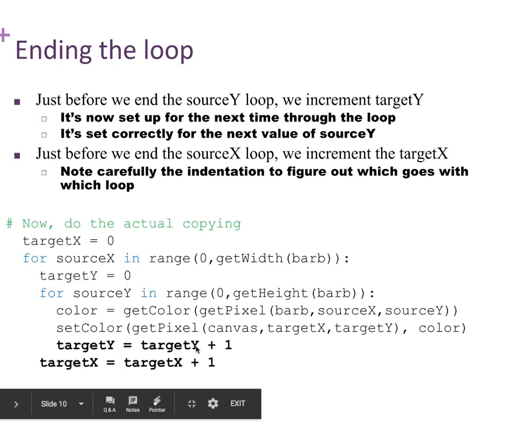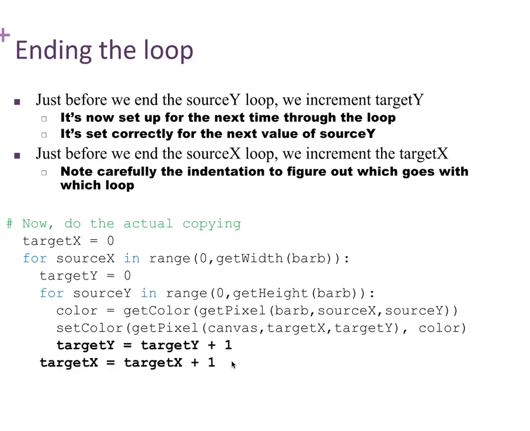Then again, at the end of the while loop, we're incrementing the target Y position, and then at the end of the X loop, we're incrementing the target X position, and that's just so that we're essentially looping over the target, just like we do the source.